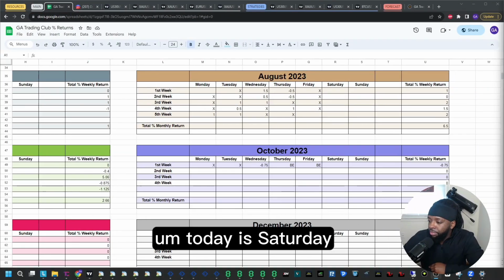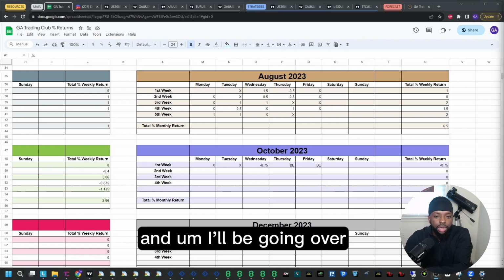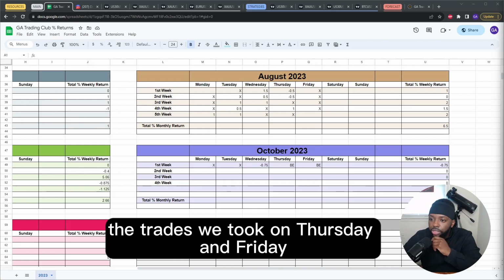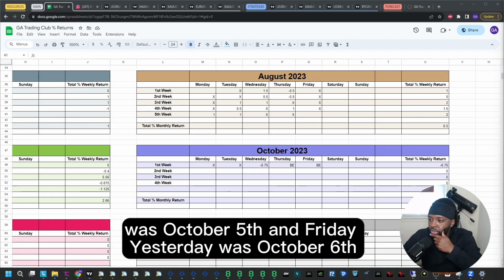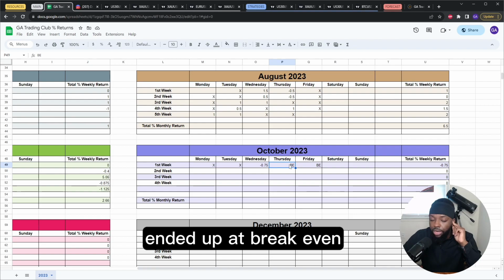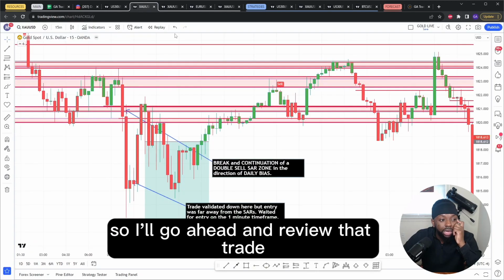Good afternoon. Today is Saturday, October 7th, 2023, and I'll be going over the trades we took on Thursday and Friday. So Thursday was October 5th and Friday yesterday was October 6th. Thursday we took a trade, ended up at break even. Friday as well, yesterday we took a trade, ended up at break even. So I'll go ahead and review that trade.